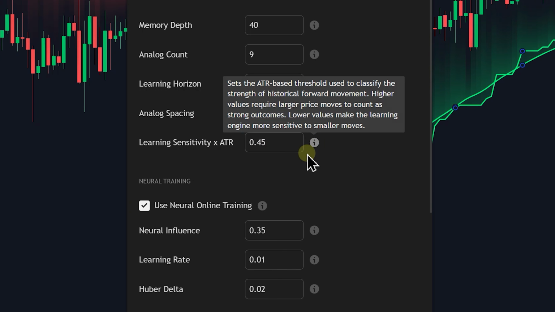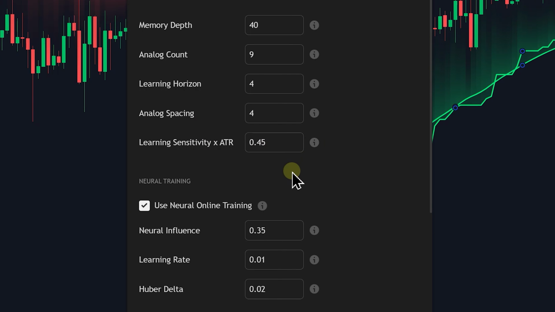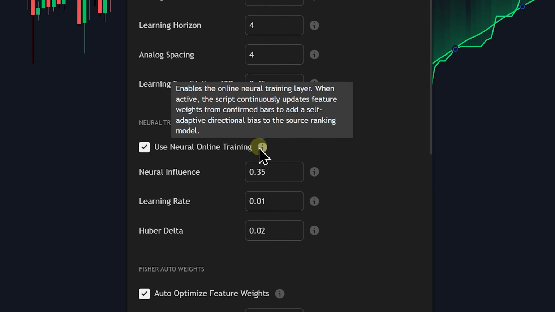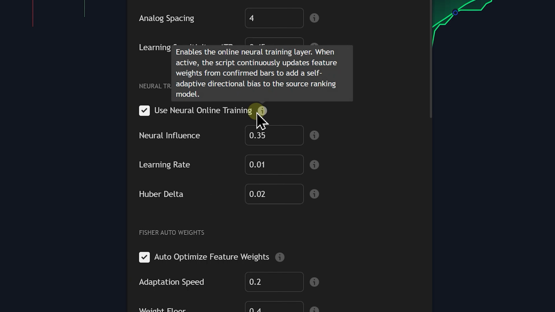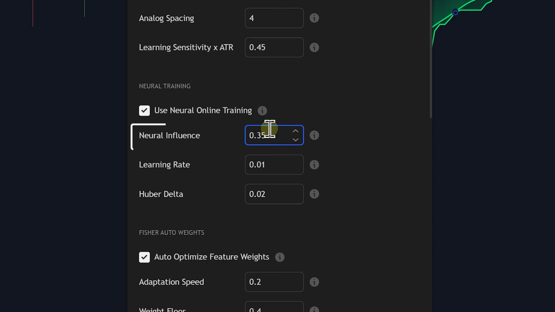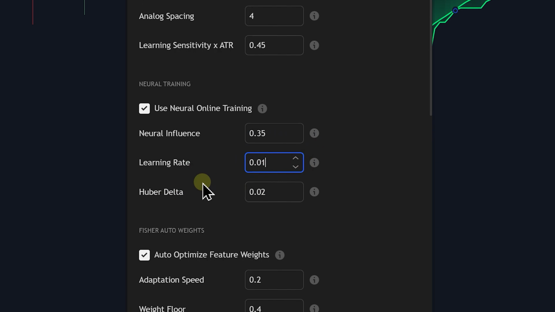The next section controls the neural learning component. Use neural online training enables or disables the neural model. Neural influence determines how much impact that neural model has on source selection. Learning rate controls how quickly the model adapts. Huber delta adjusts error sensitivity during training.